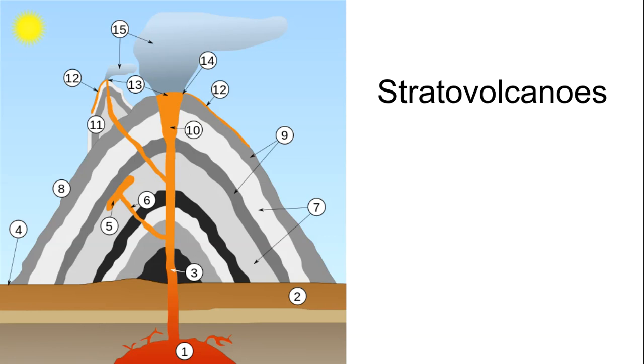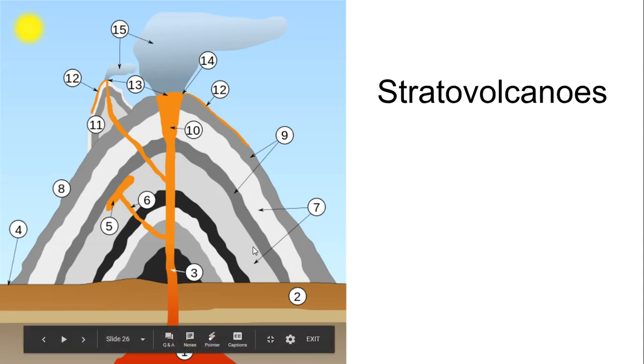Stratovolcanoes, by contrast, are very steep. This is the image taken straight out of the textbook. So if you're curious about the numbers, you can go to the image and the textbook and click on them, and it tells you all about them. But these volcanoes tend to have very steep sides. This is a bit of an exaggeration, but you get the idea.